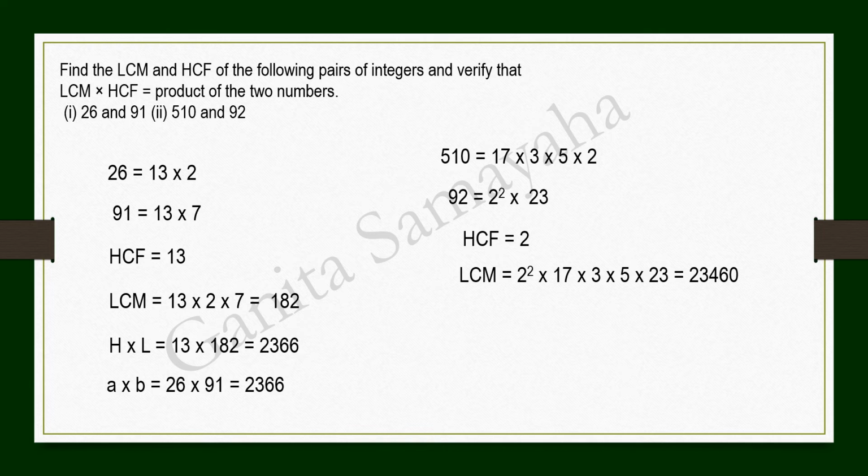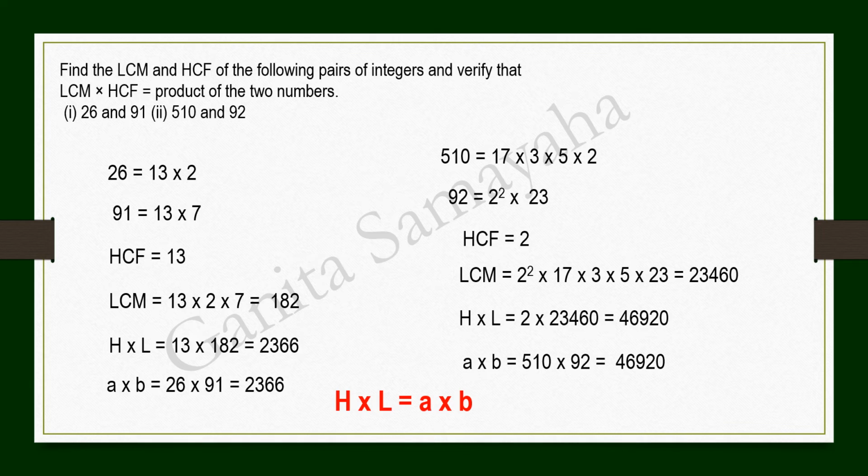So let us do that. What is H? H into L, 2 into 23,460, we get is equal to 46,920. We will find out A into B, 510 into 92. That is also the same. So we have verified that H into L is equal to A into B.